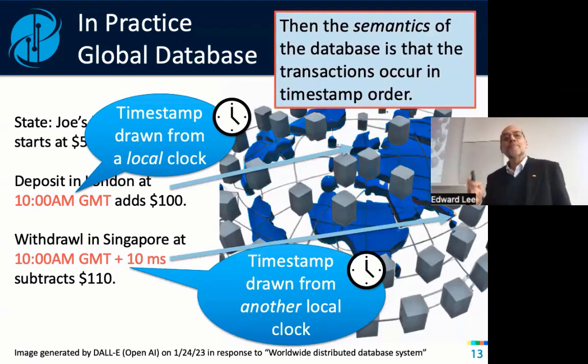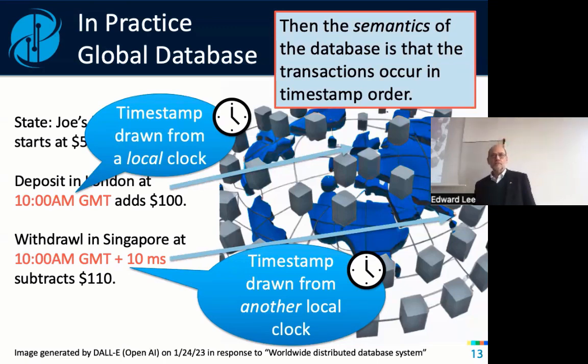So now you define the semantics of the database to be that transactions occur in timestamp order. And now your challenge is simply to build a software system that ensures that every observer that sees both of these events sees them in timestamp order. Now, I don't want to suggest that that's a simple software design problem. It's far from it, but it's a well-understood software design problem. We have a few experts in the room who know how to do this, right?